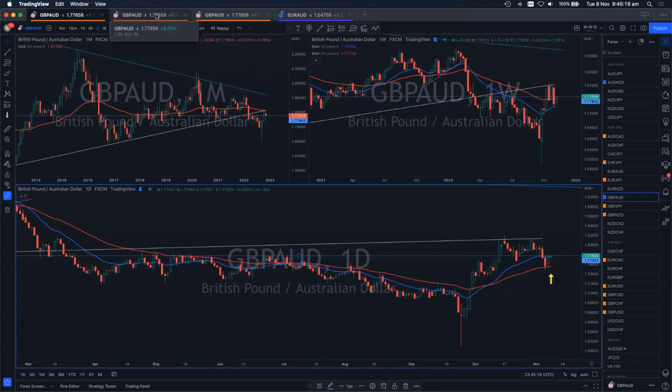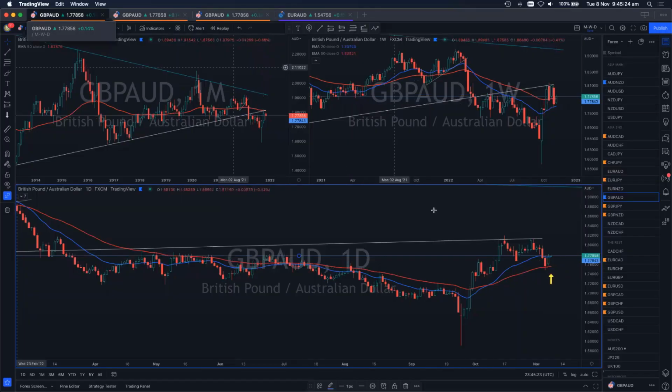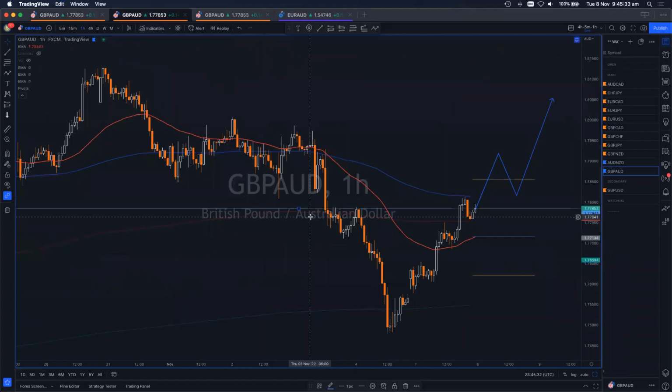So although yesterday's candle suggests we're going bullish, this trend line, this SR line, we'll just copy it from here and paste it over here. Here it is. It's looking pretty strong.